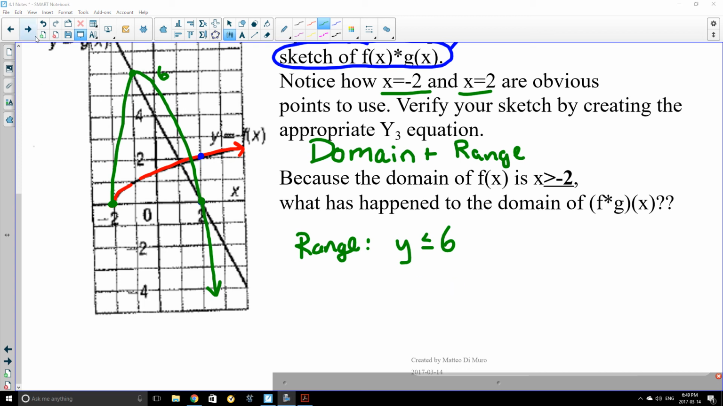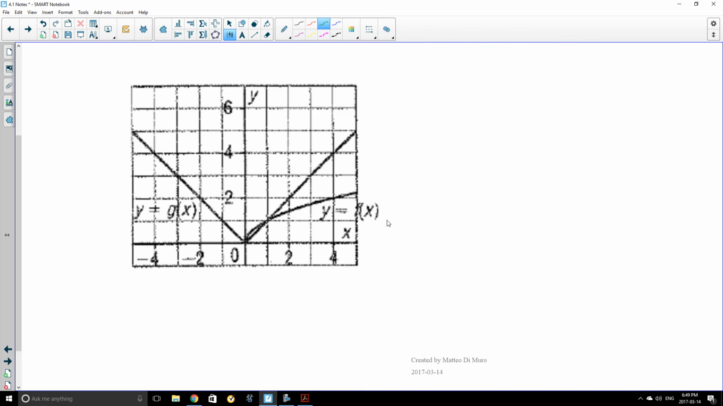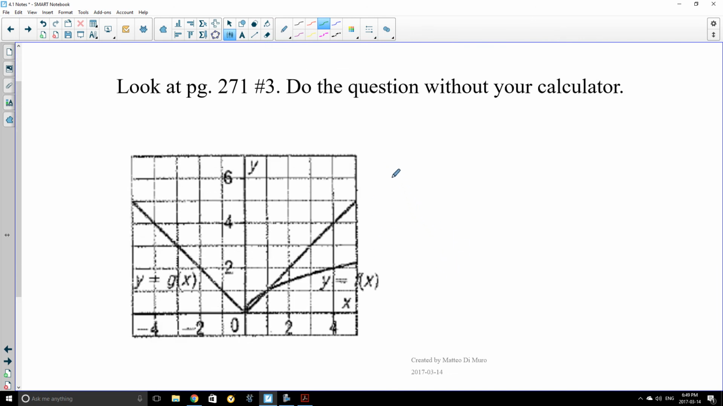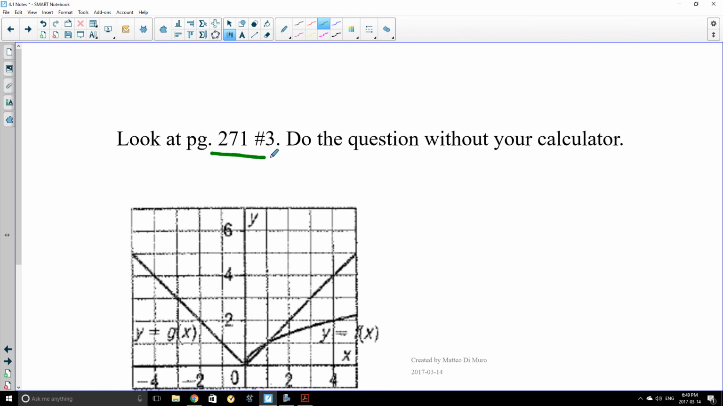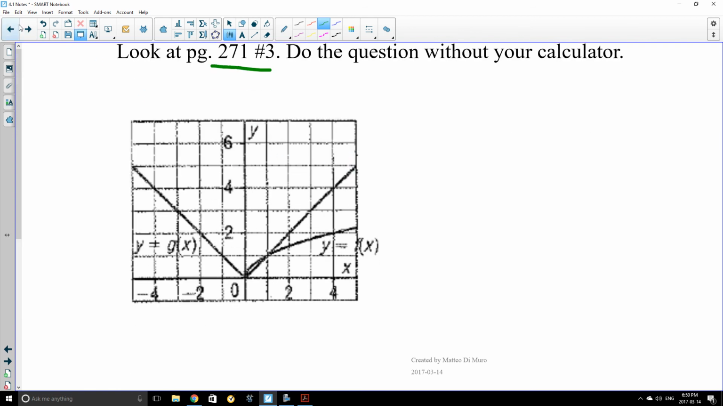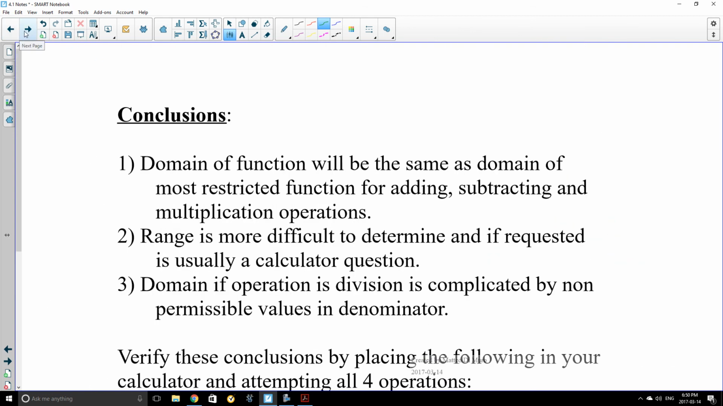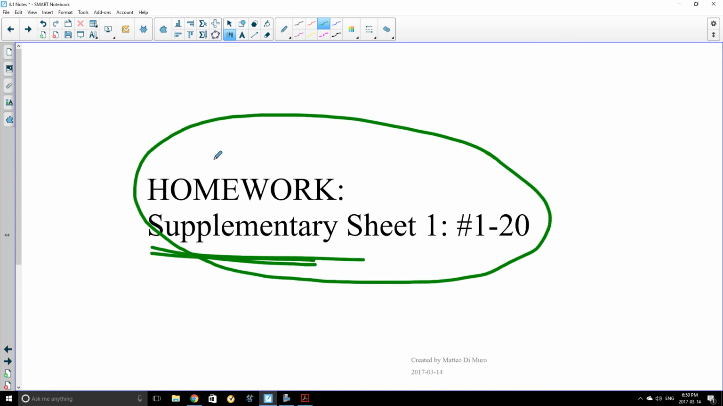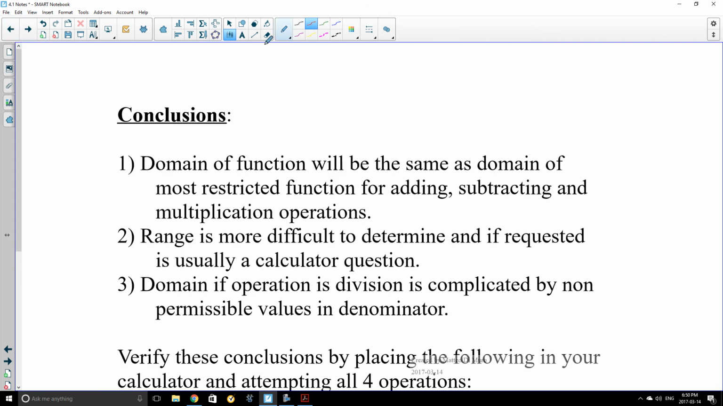Okay, so the domain of a function will be the same as the domain of the most restricted function for adding, subtracting, and multiplication. Notice how we don't have division there. Division is a lot harder to tell. Okay, so if you're looking at domain, it's going to be the most restricted domain of whichever two functions you're adding, subtracting, or multiplying.